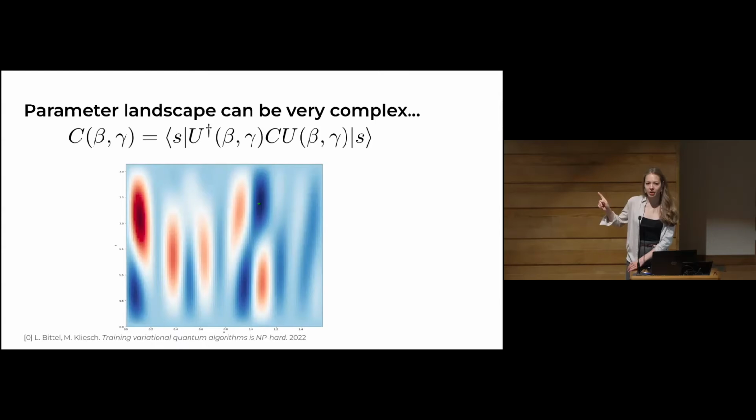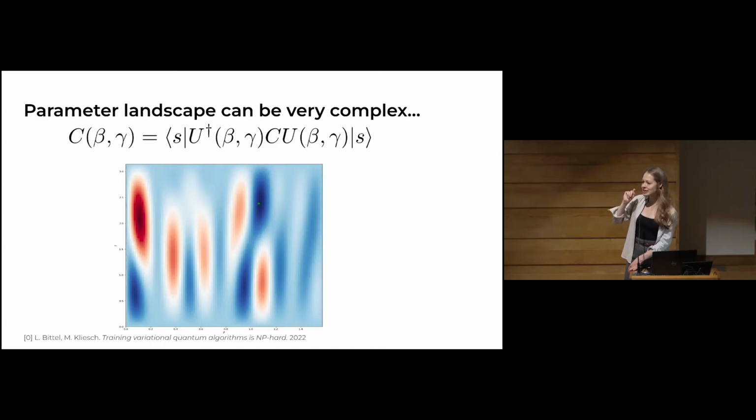And you can directly see that it's something weird with a lot of minima and maxima, where the color corresponds to the value of the function. And it's not obvious how to find the optimum of such a function. Indeed, it was remarked by the community that it's a very challenging exercise to find optimal parameters.